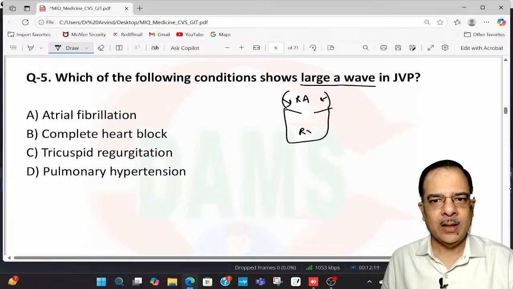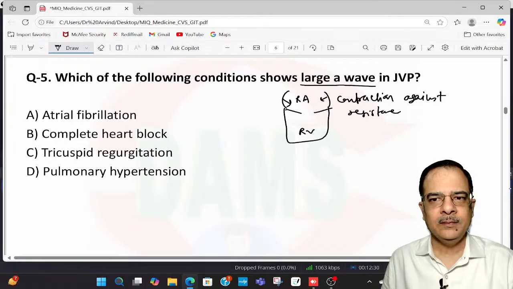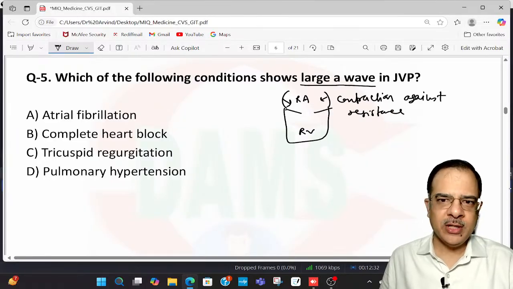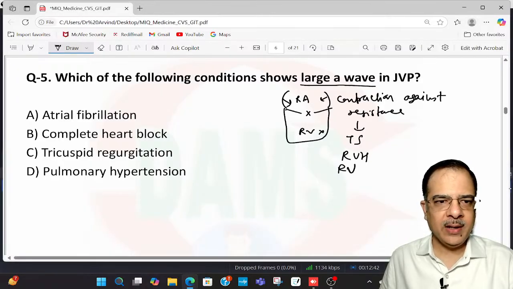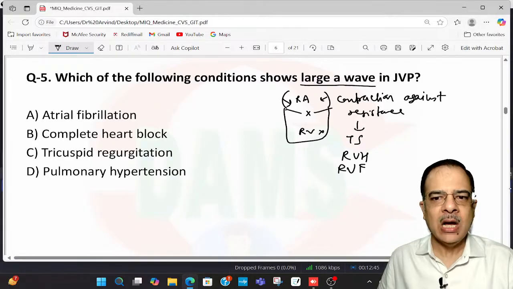When it contracts against a resistance, the A wave will be large. So these conditions can be here. It could be tricuspid stenosis, or it could be right ventricular hypertrophy, right ventricular failure, or RV compression.